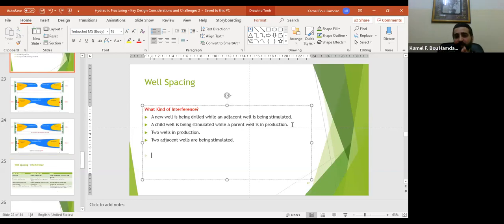When this happens and we stimulate a well close by, the propagation of the fracture would prefer to go in the direction of the minimum, let's say, pore pressures. So you might have the newly fractured well going towards the previous or the parent well, and it might cross it as well. So you might have the new well entering or crossing the parent well.